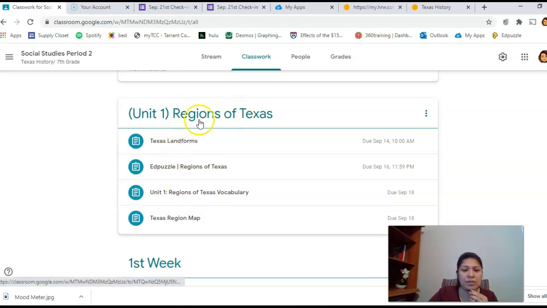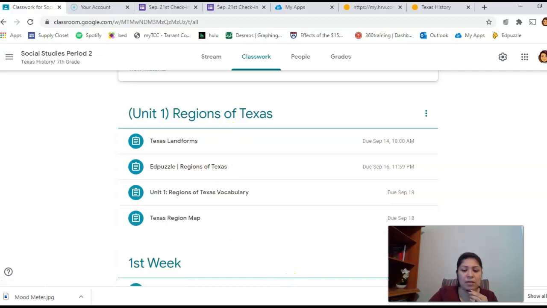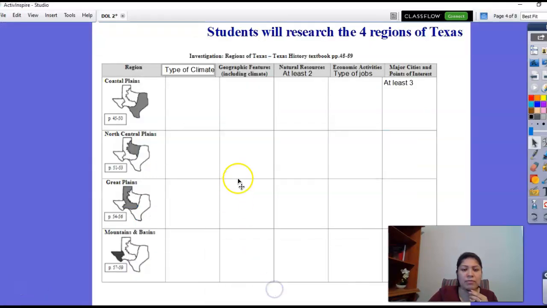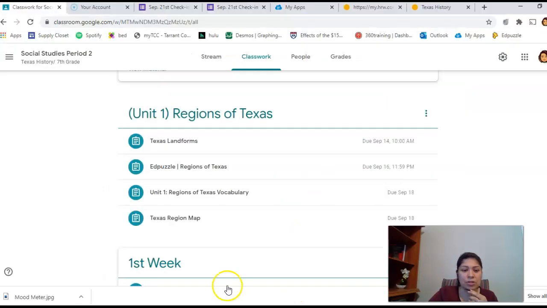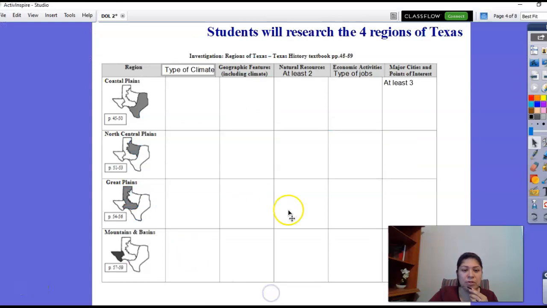And where it says Regions of Texas, you're going to find that on Monday, I would have uploaded this assignment, Investigation, Regions of Texas. So by Monday, you should see 5 assignments. Once again, this assignment will be due on Thursday, but I do suggest you do at least one every single day. Monday, Tuesday, Wednesday, Thursday. So you're not one day spending 2-3 hours trying to finish the entire assignment. Okay, so work smarter, please.